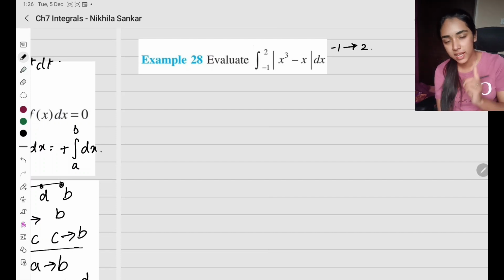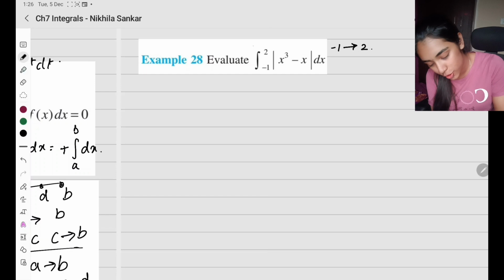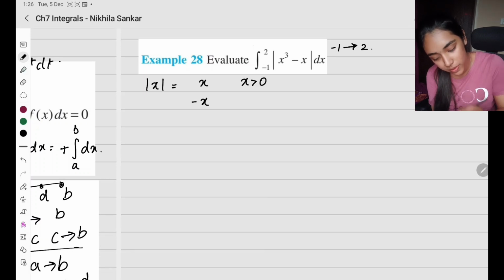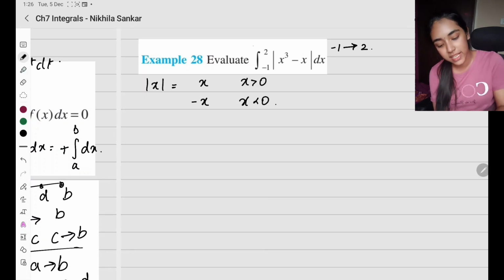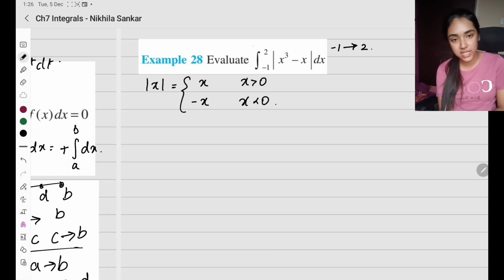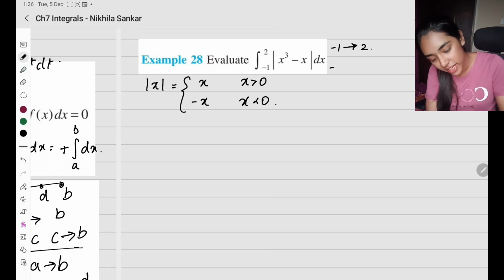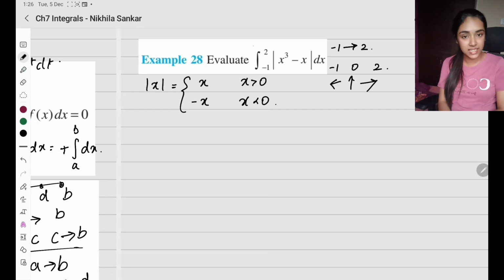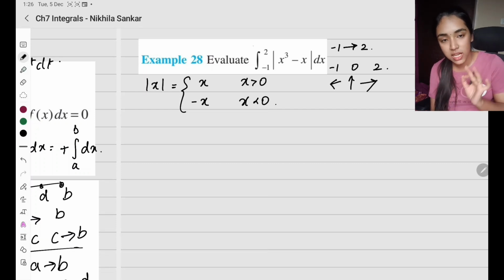I have to understand how my mod function looks. Do you remember? So mod function will take two different values, positive x and minus x. When do we take positive x? X has to be positive values. Negative x when x is all negative. Correct? When x is positive, mod x takes the value positive x and negative x when x is less than 0. So there are cases like this. So here I have minus 1 to 0 and 0 to 2 because these are the values which are less than 0 and these are the values which are greater than 0. Okay. So I have to check how these values are in between minus 1 and 0 and 0 to 2.